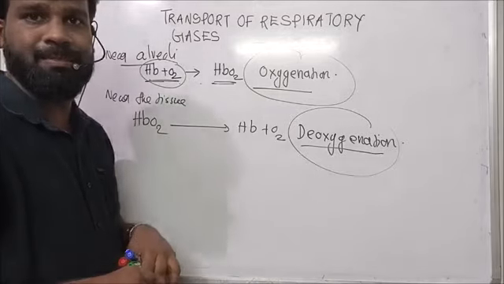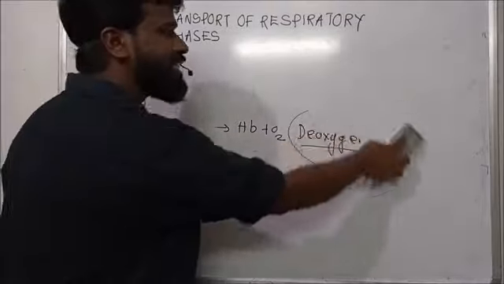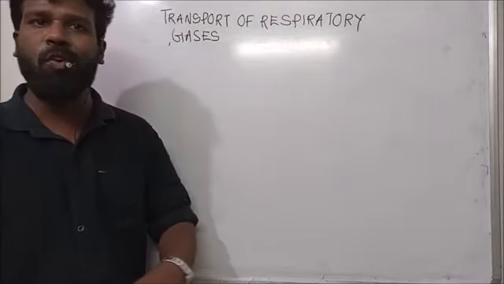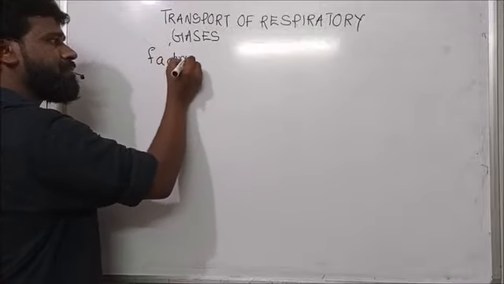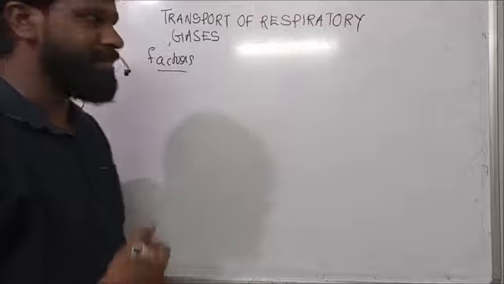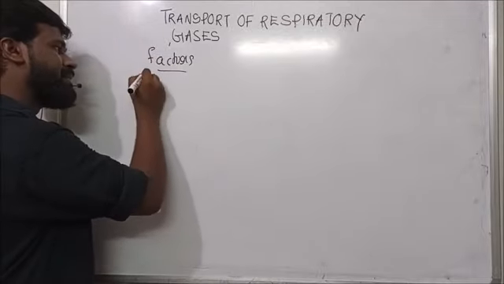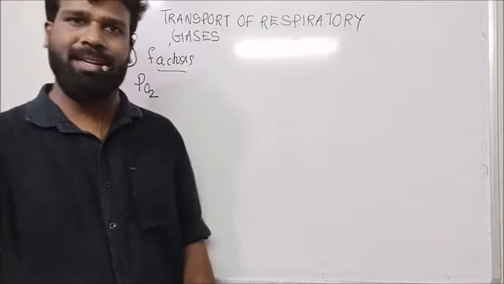some factors. Then what are the factors that affect the association and dissociation of hemoglobin and oxygen? So, factors affecting association and dissociation of hemoglobin and oxygen. These factors include PO2, partial pressure of oxygen.